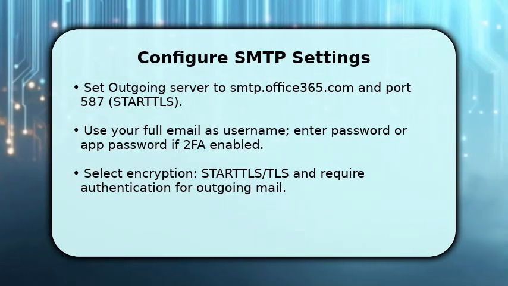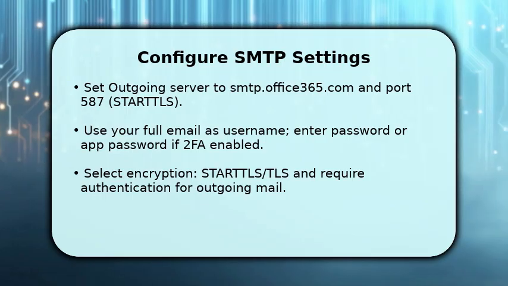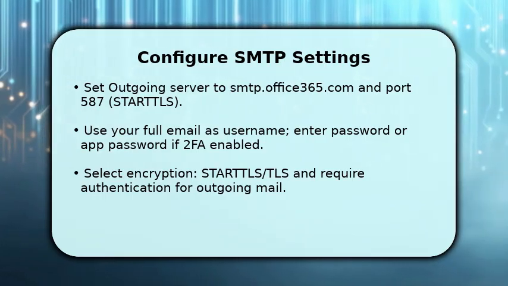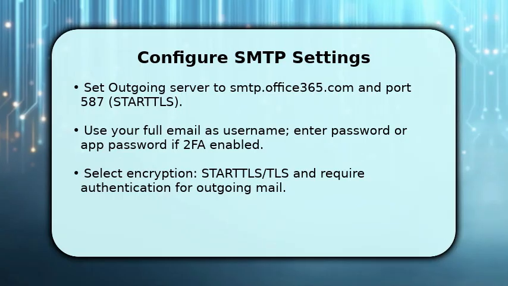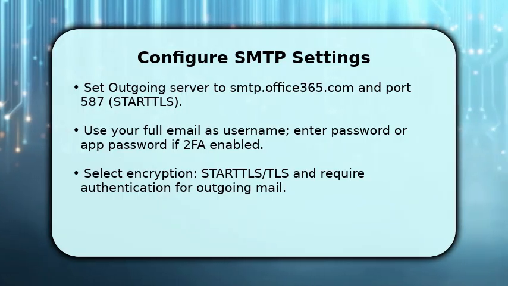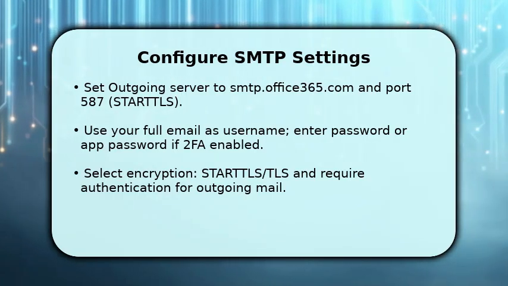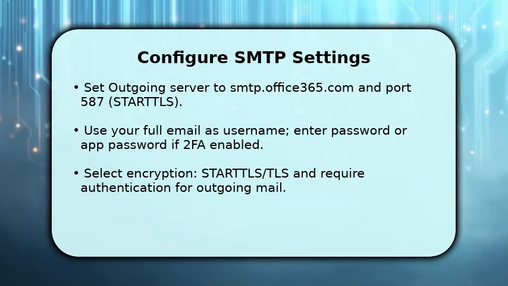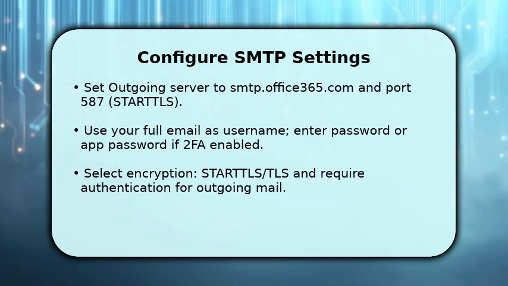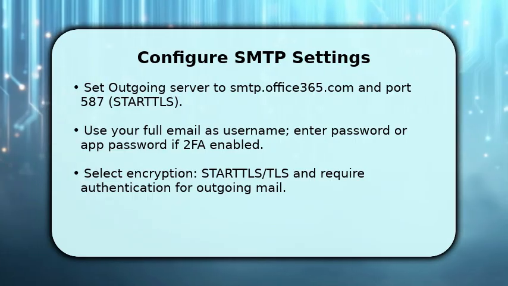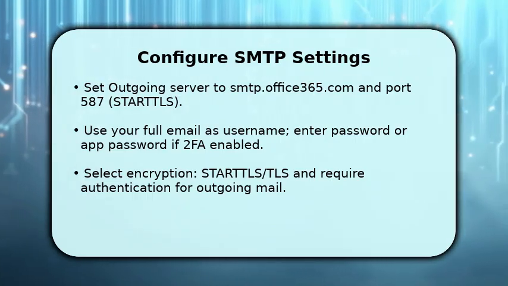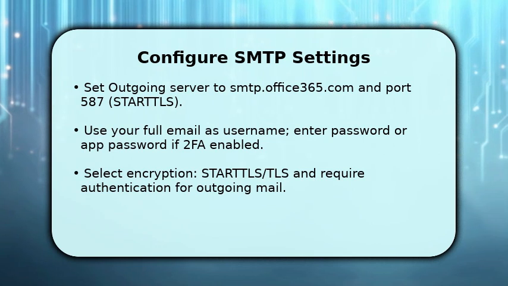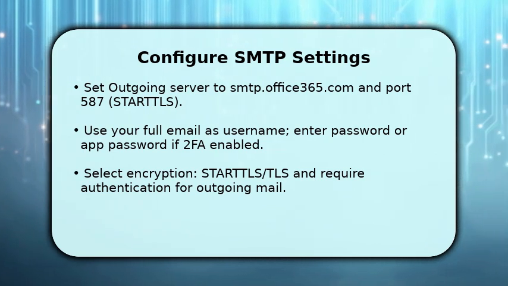In outgoing server settings, type smtp.office365.com, and pick port 587. Choose STARTTLS or TLS for encryption because it secures the connection without blocking most mail clients. Make sure the outgoing server uses the same credentials as incoming, your full email address and password, or app password if you use two-factor authentication.